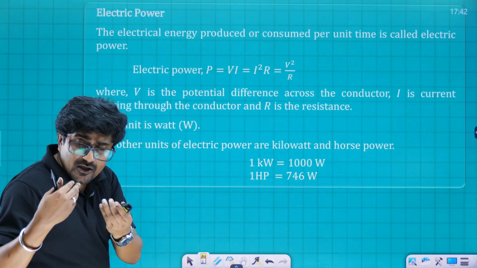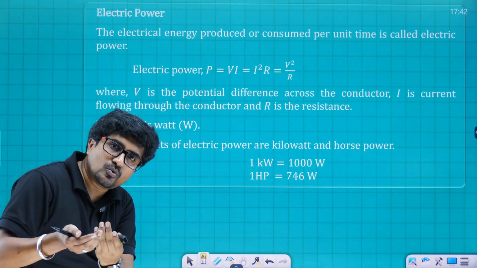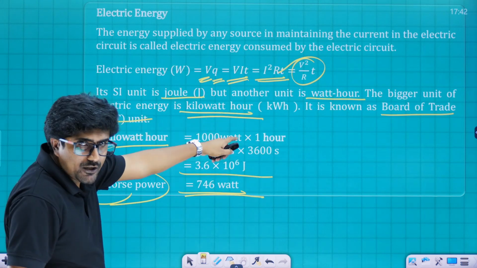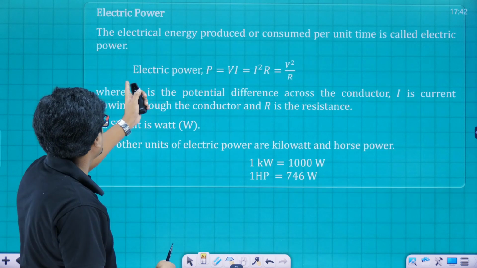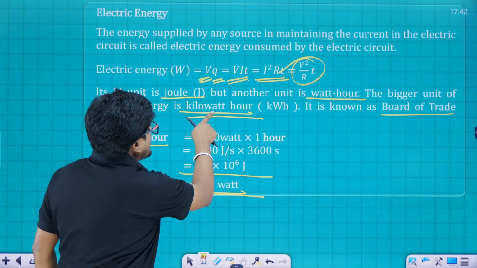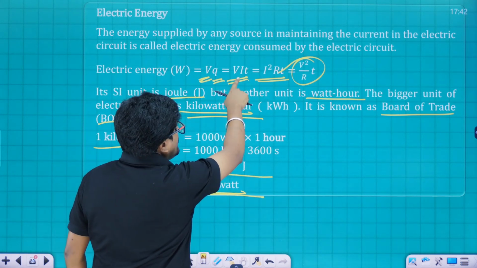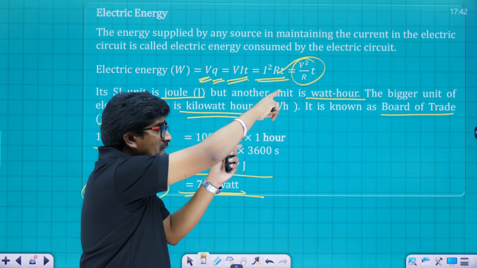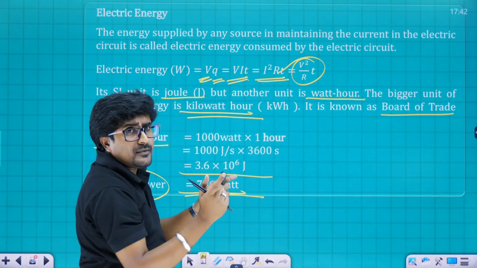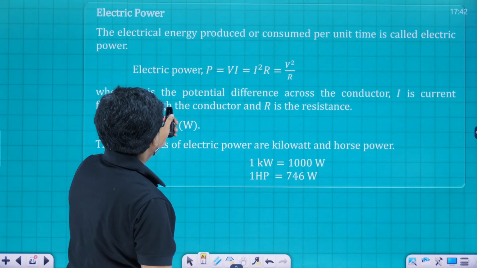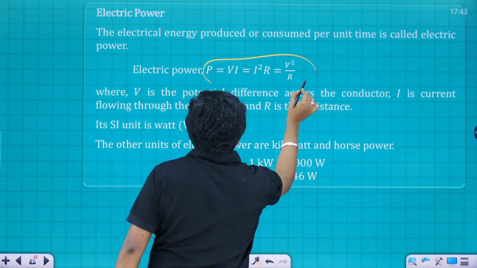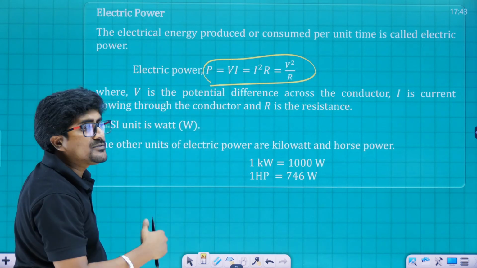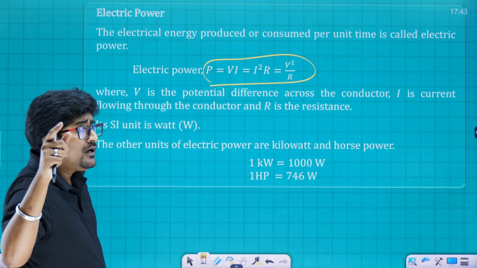It is the energy provided or delivered by the source in unit time, that is known as electric power. So if this was energy, this energy upon time is calculated as electric power. In this expression, the terms were V into I into T, then I square R times T, then V square times T upon R. Once T gets cancelled, that gives the expression for electric power: P is equal to V times I, I square times R, and V square by R.